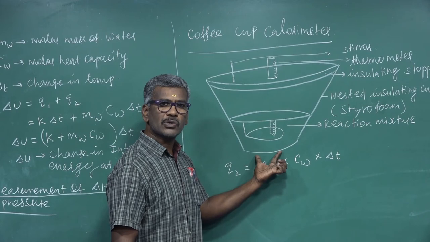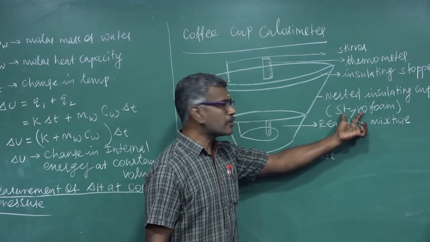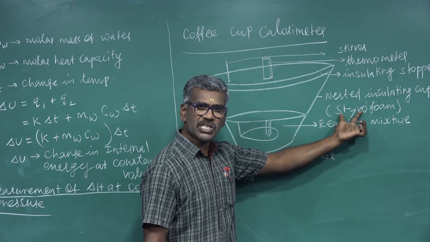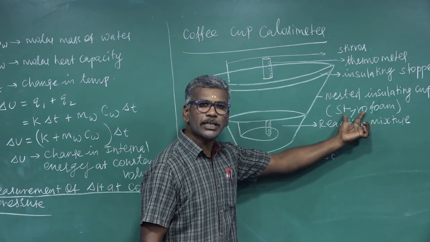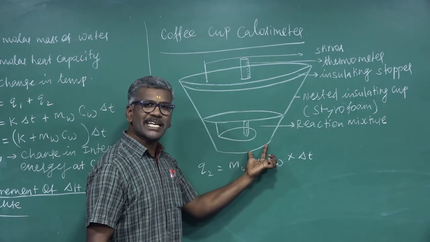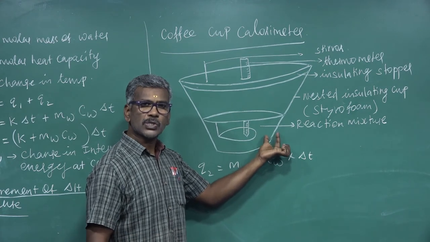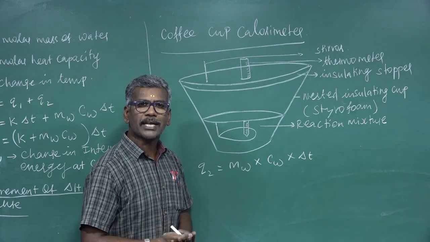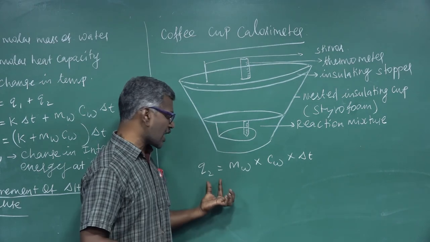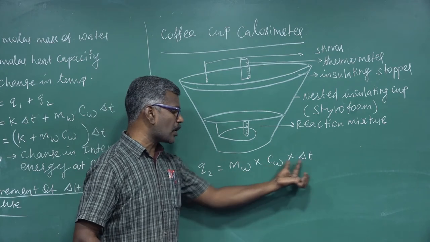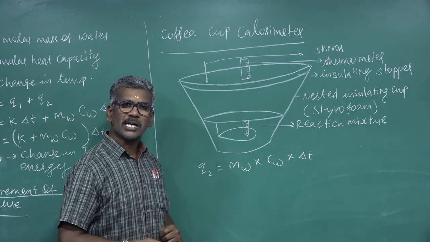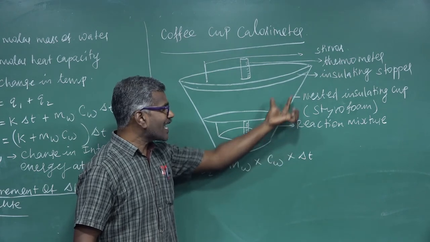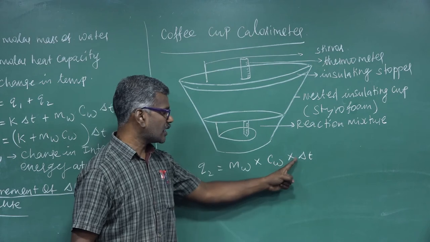Instead of a bomb, we are using the styrofoam. Styrofoam is a good adiabatic wall. It does not allow the temperature change or transfer of heat during the reaction. The entire heat energy is absorbed only by the water. So the temperature change of water can be measured, that is, the amount of heat absorbed or released at constant pressure. This is called the heat of the reaction. The heat of the reaction is equal to MW, CW and delta T. MW is the molar mass of water, and CW is the molar heat capacity of water. Because of this, the heat energy is absorbed only by the water, into delta T.